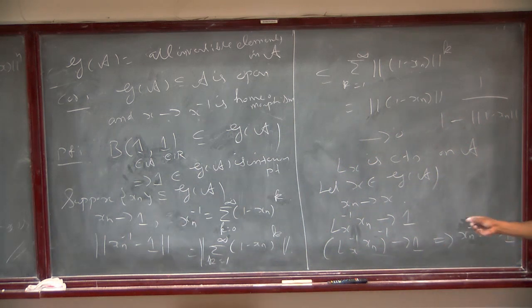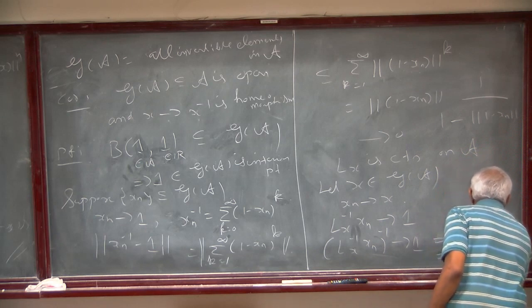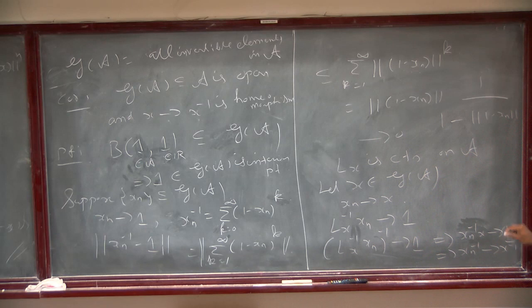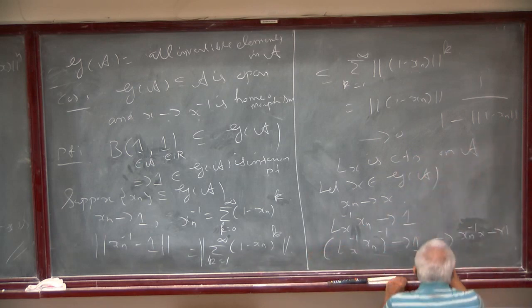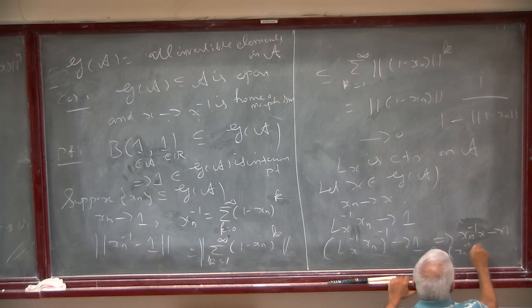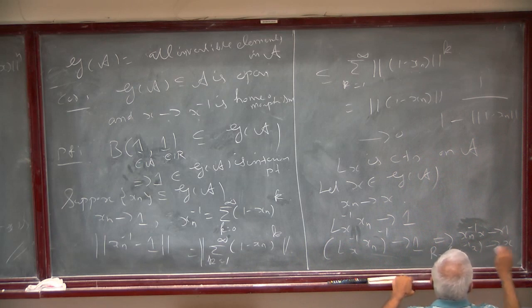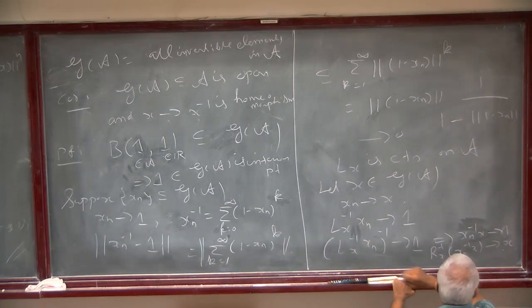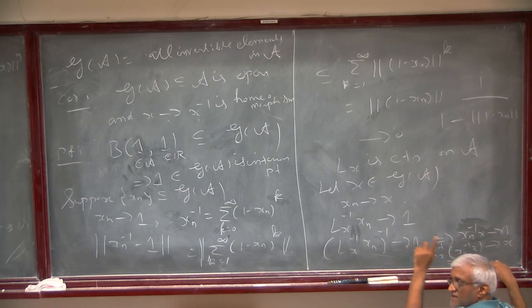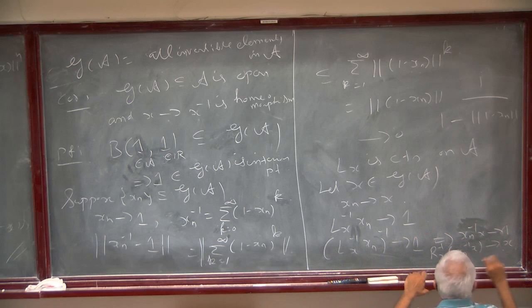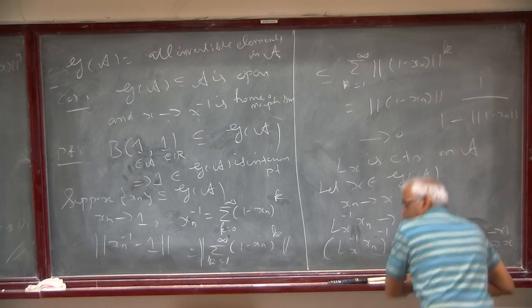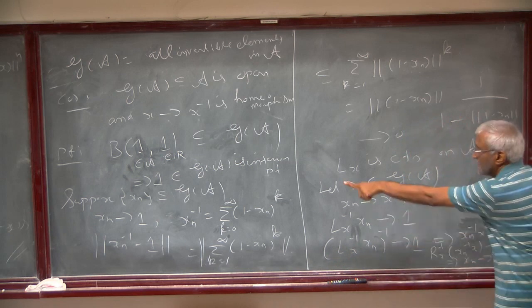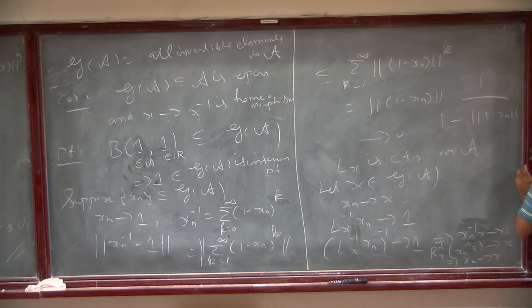And you can apply Rx now, which is also continuous. This implies Rx of xn inverse x will converge to 1. Rx gives the inverse, so it converges, and that's right. So xn inverse will converge to x inverse. You can do this, or you can use this kind of inequality directly. Let me try.